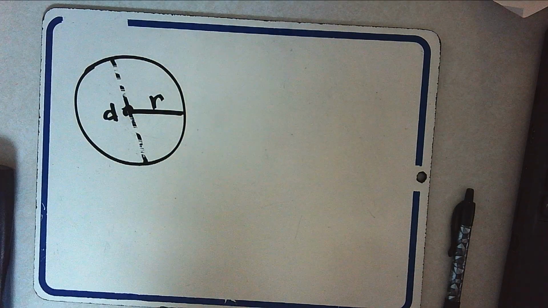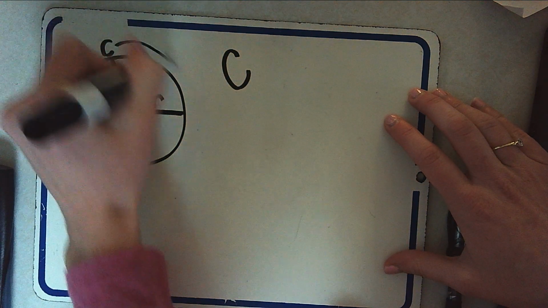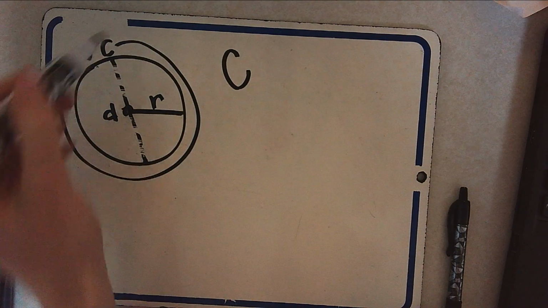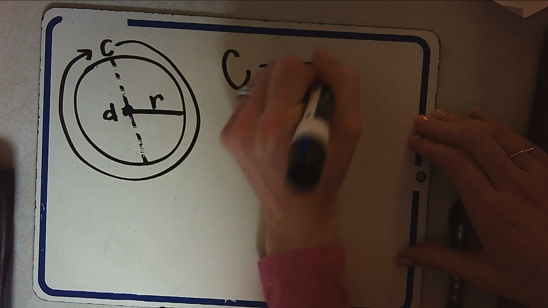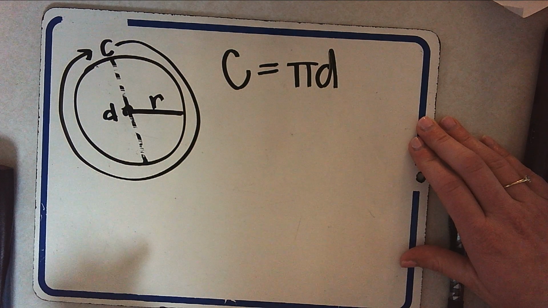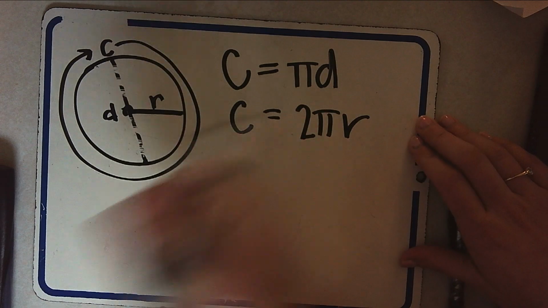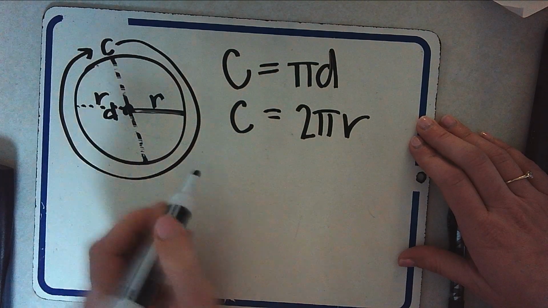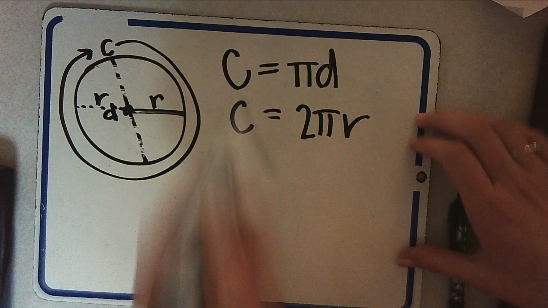We also had some formulas that we learned. We talked about the circumference formula. Circumference is not the area, but the perimeter around a circle. We had two different formulas. We said pi d, so pi times diameter, or circumference can also be 2 pi r, since 2 r's equal d.